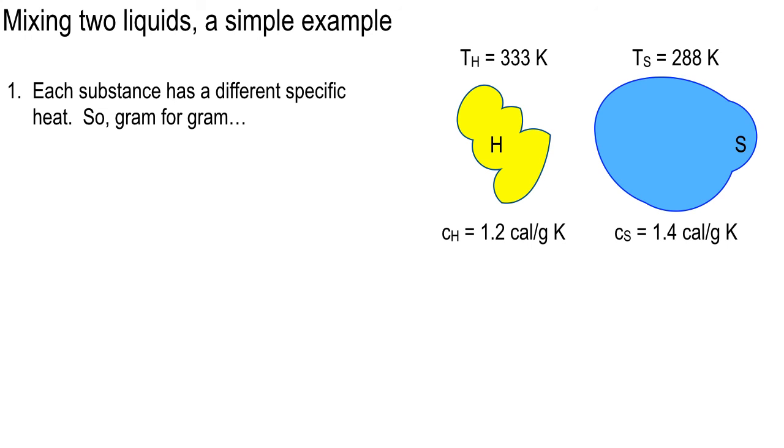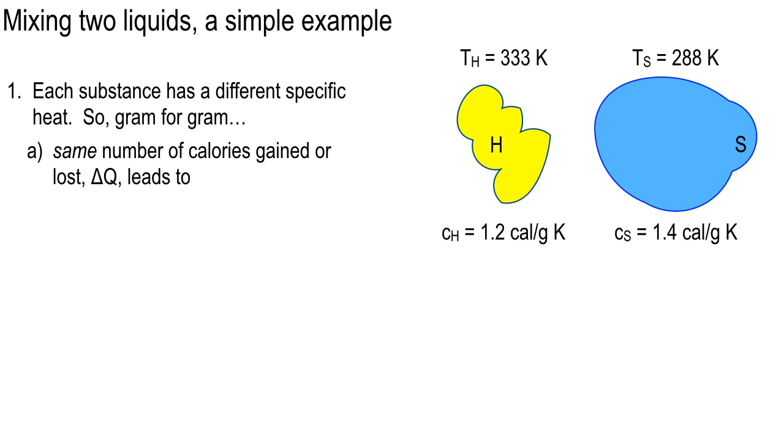So this being the case, two different specific heats, if they trade the same number of calories gained or lost, the hot one is going to lose calories, the cool one is going to absorb calories, but because they have different specific heats, one's going to heat up more. Gram for gram, which one's going to heat up more easily? Substance H or substance S? Substance H, because it has a smaller specific heat.